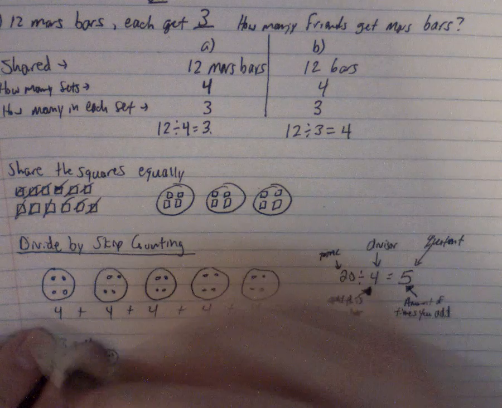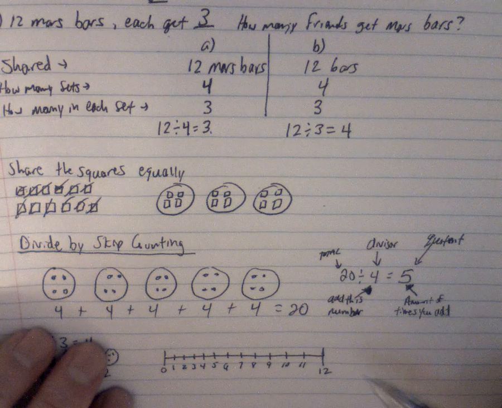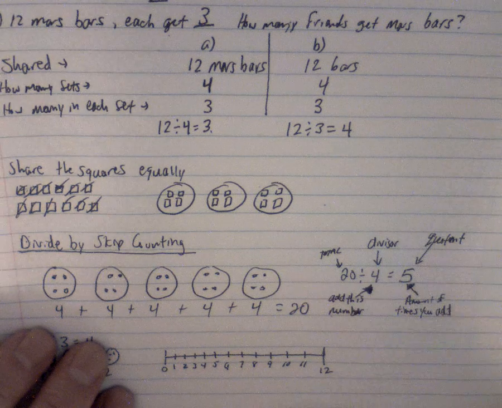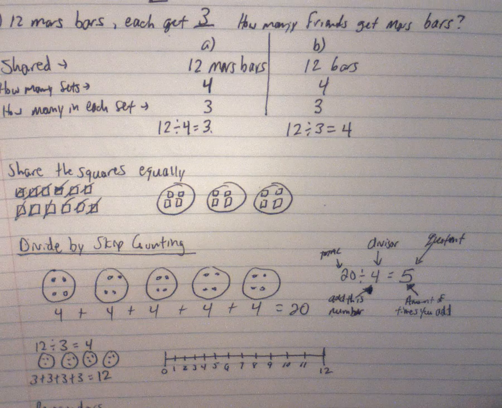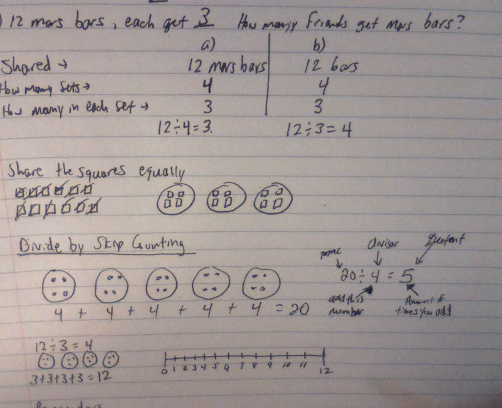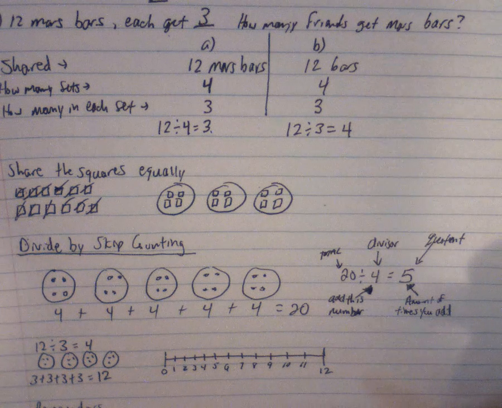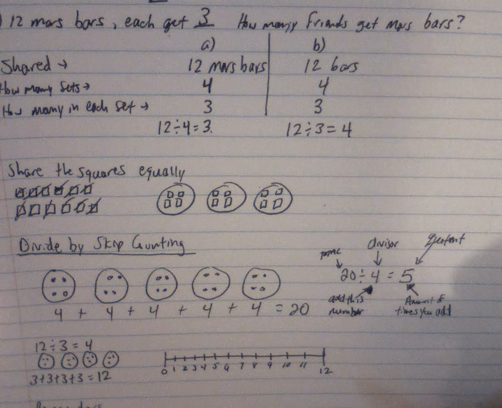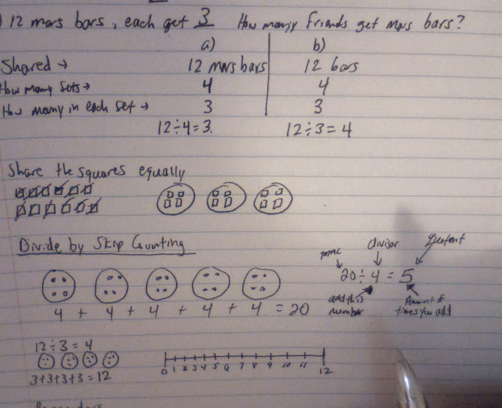Well, how many times do I have to add? 1, 2, 3, 4, 5. So there's 4 in each set, and there's 5 sets altogether. I just accomplished that through basic skip counting. I didn't do anything special in order to get to that. I just counted in my head, and that's really all skip counting is.